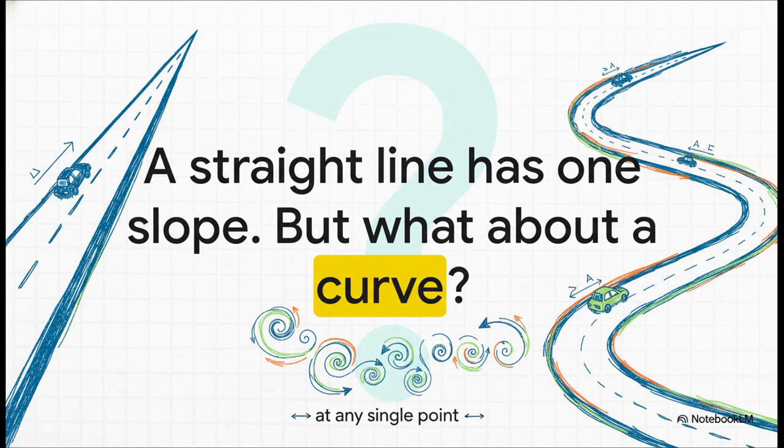Think about it like this. A straight line, like a perfectly straight ramp, has one slope. It's the same steepness everywhere. Easy. But what about something like a roller coaster track? Its steepness is constantly changing. How in the world do you measure the steepness at one single tiny point on that curve? Well, that's the exact problem derivatives were invented to solve.